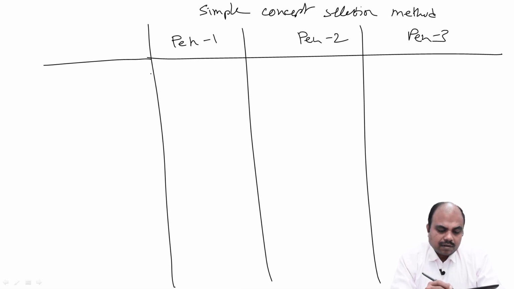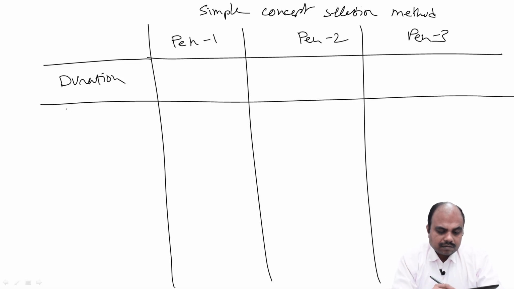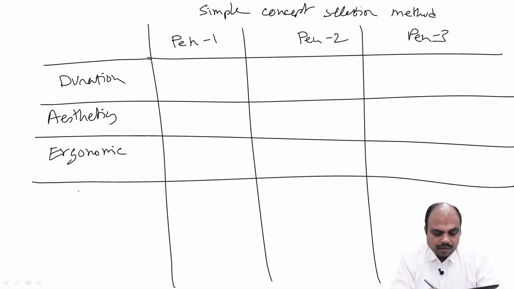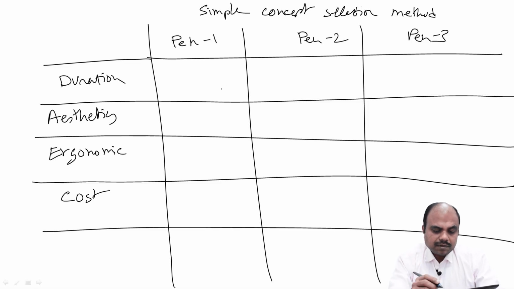And there are some evaluating criteria which we can use. Take for example, the first evaluating criteria is duration, which is how long you can use it. Second is aesthetics, then ergonomics, and then maybe cost.